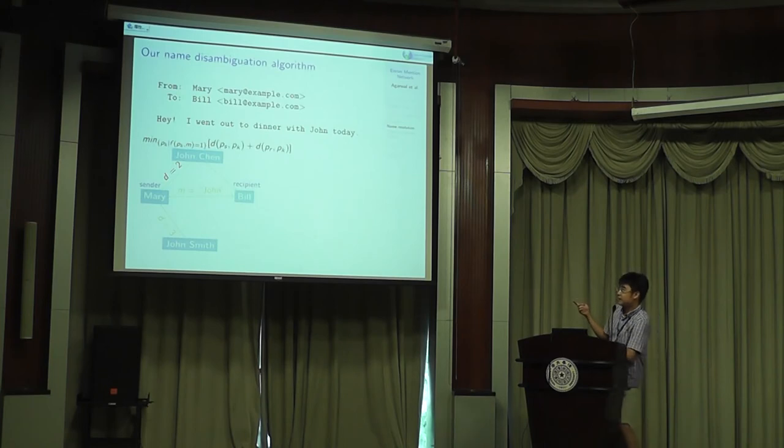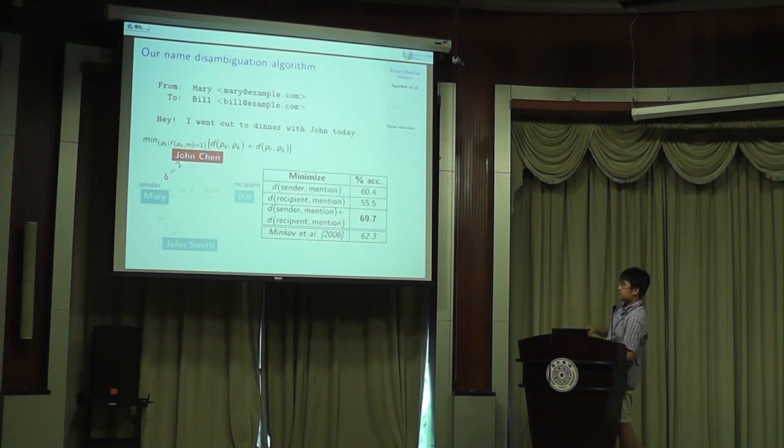The system will pick whoever's closer to both the sender and recipient. In this case, John Chen is distance 1 to Mary and distance 1 to Bill. So 1 plus 1 equals 2. John Chen has a distance of 2 for this purpose. John Smith is distance 1 to Mary. However, he is distance 2 to Bill because he has to go to Mary first. So he has a distance of 3. So the authors pick whoever's closer to the sender and recipient. In this case, that would be John Chen.